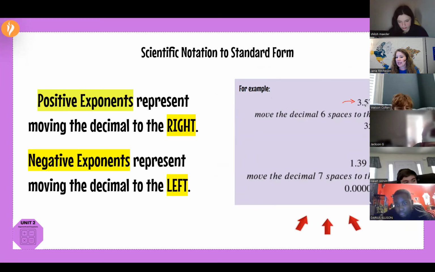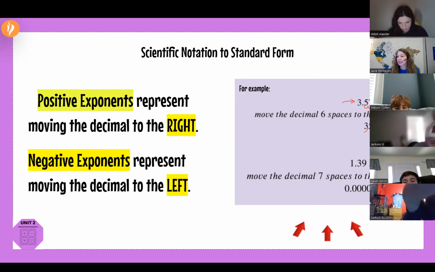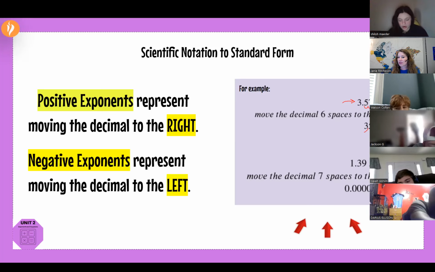So we're going to move it to the right 1, 2 spaces. So it's right here, 3, 4, 5, 6. And so that's why we end up with 4 zeros. And then we start from the back and come up every 3 digits, we add a comma just so it's easy to read. So this number in scientific notation represents the number 3,570,000.